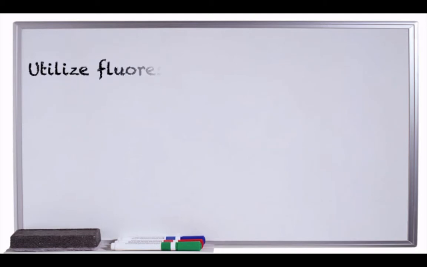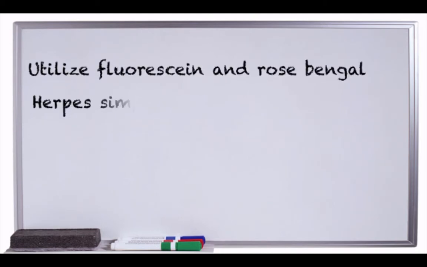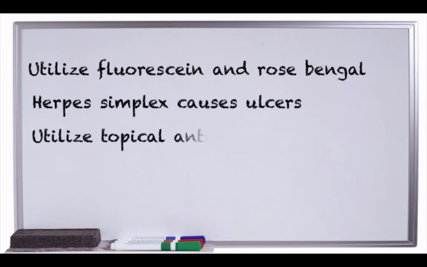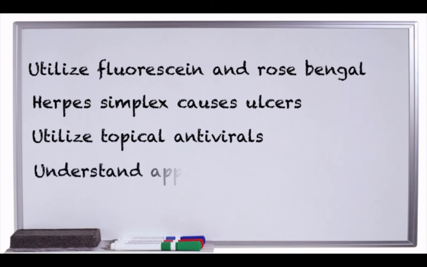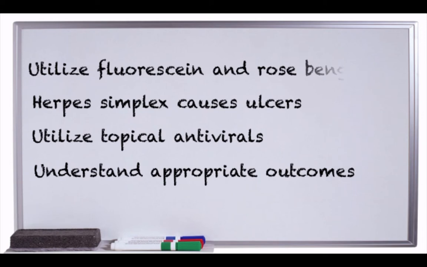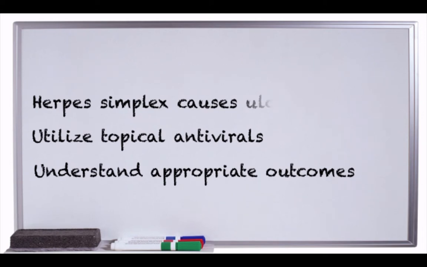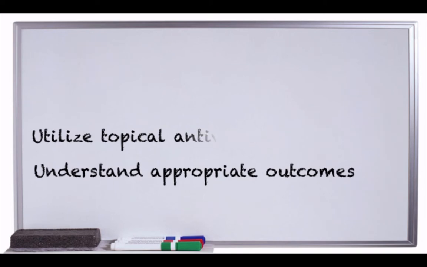Remember to use both fluorescein and rose bengal dyes when suspecting herpetic corneal lesions. Realize that herpes simplex causes true corneal ulcers, and it's important to utilize topical antivirals to treat these patients. Understanding appropriate treatment outcomes is critical for successful therapy with these individuals. Keeping these things in mind will help improve patient outcomes, which is ultimately why we do what we do.